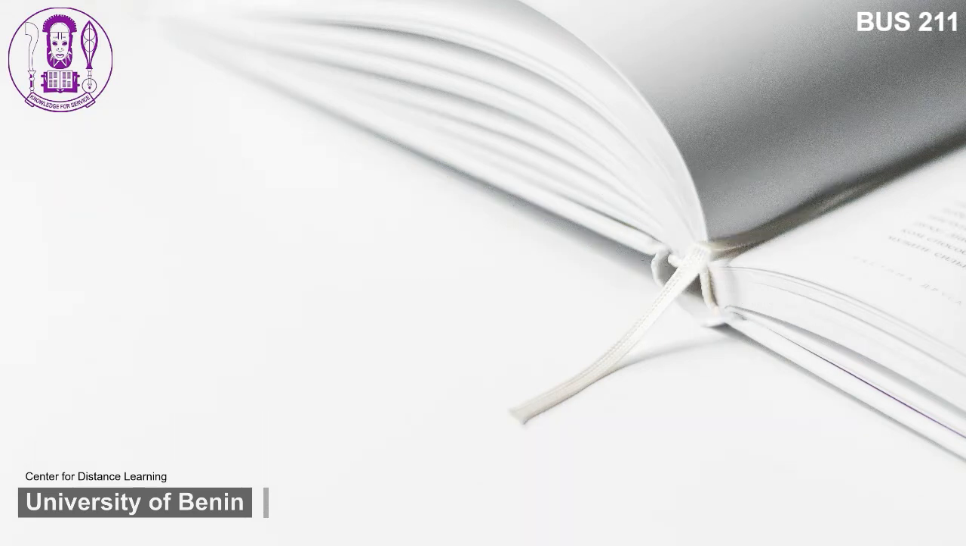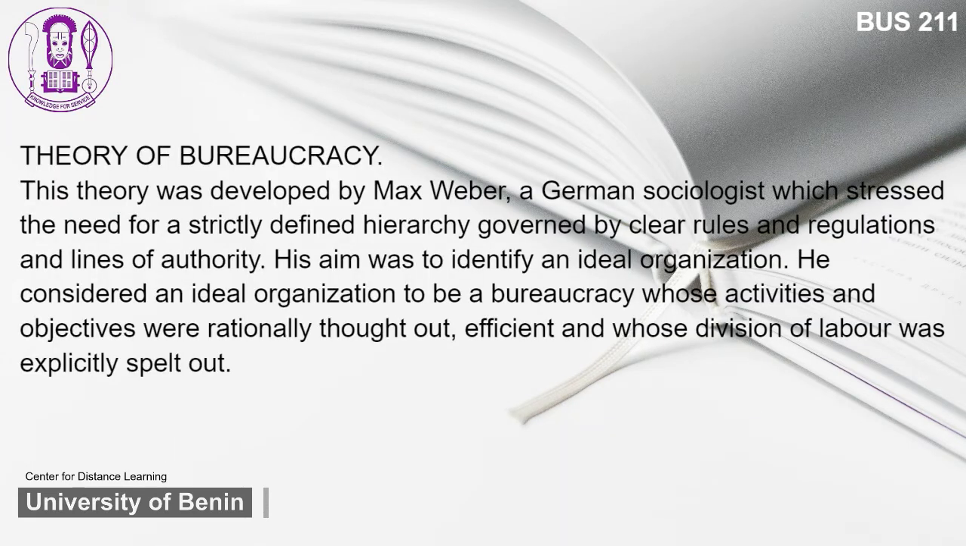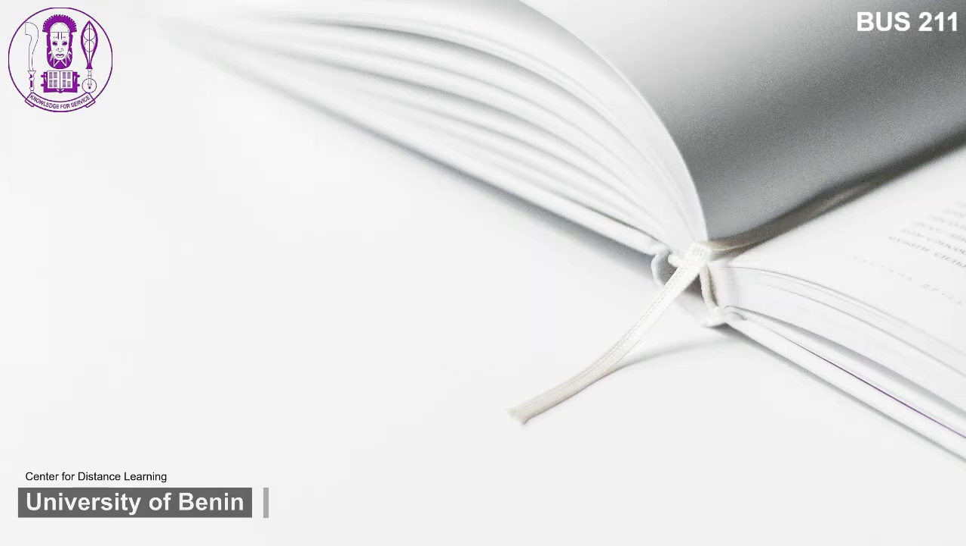Theory of bureaucracy. This theory was developed by Max Weber, a German sociologist who stressed the need for a strictly defined hierarchy governed by clear rules and regulations and lines of authority. His aim was to identify an ideal organization. He considered an ideal organization to be a bureaucracy whose activities and objectives were rationally thought out, efficient, and whose division of labor was explicitly spelled out.